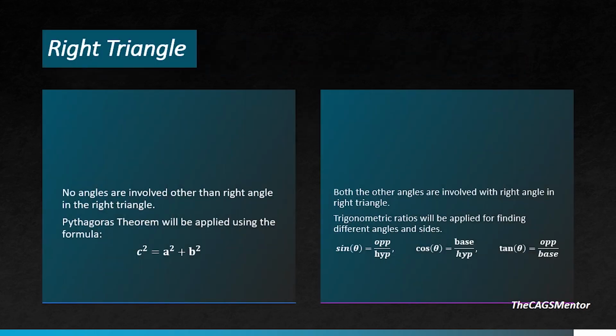Right triangle. We have learned that a right triangle has three different sides and three different angles. We solve these sides and angles in different ways. So we have two methods to solve a right triangle. One is Pythagoras theorem and the other is trigonometric ratios. Now the question arises: when do we apply Pythagoras theorem and when do we apply trigonometric ratios?